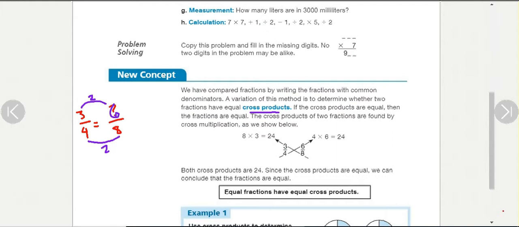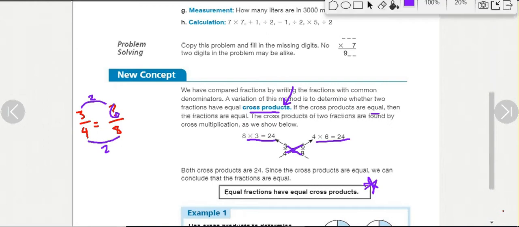If the cross products are equal, then the fractions are equal. Cross products of two fractions are found by cross multiplication, as I said. So 3/4 is 6/8. We can test by doing 3 times 8 is 24. 4 times 6 is also 24. If the cross products match, then the fractions are in proportion. Equal fractions have cross products equal.